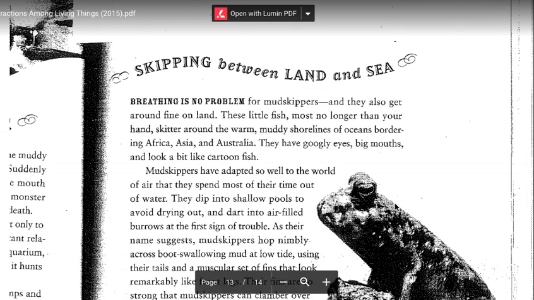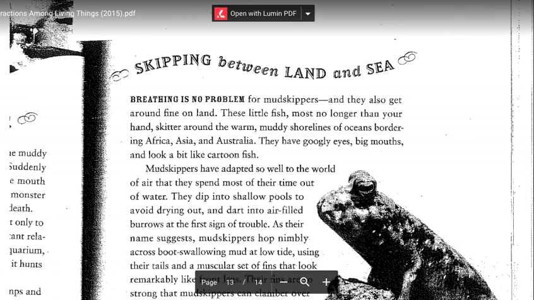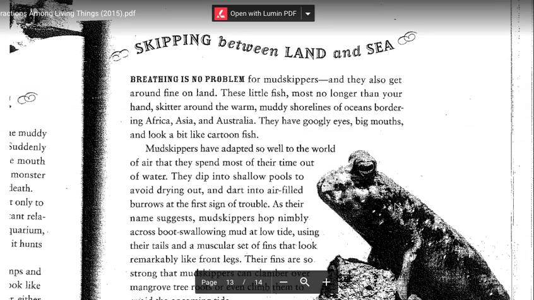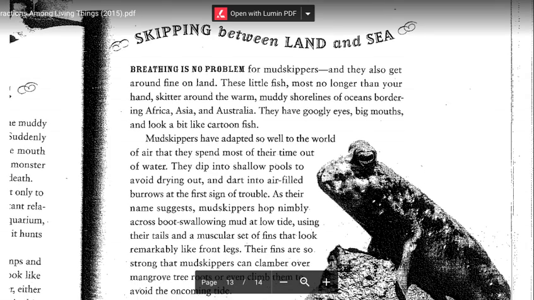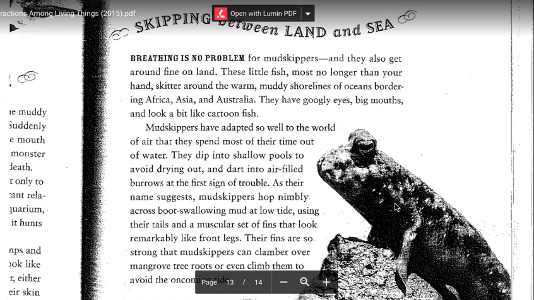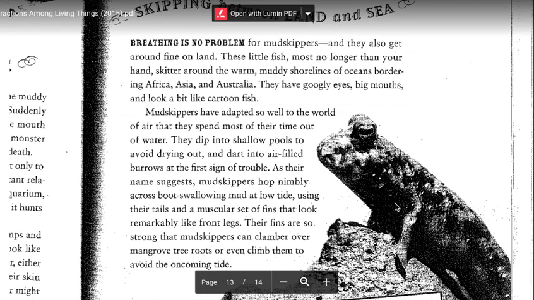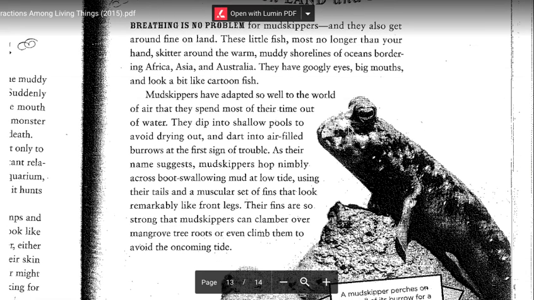Skipping between land and sea. Breathing is no problem for mudskippers, and they also get around fine on land. These little fish, most no longer than your hand, skitter around the warm, muddy shorelines of oceans bordering Africa, Asia, and Australia. They have googly eyes, big mouths, and look a bit like cartoon fish. This is one of them.